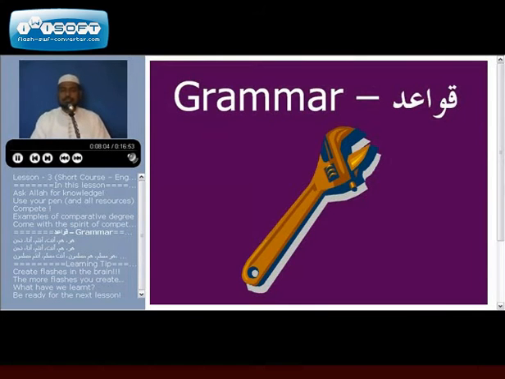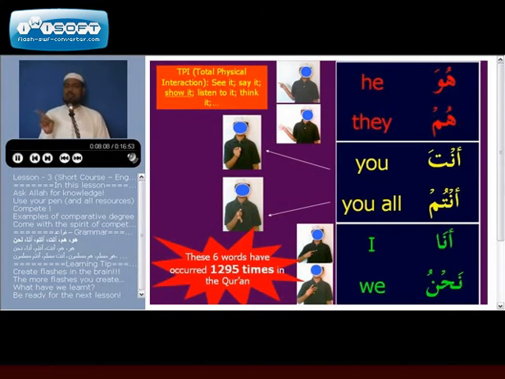Now we come to grammar, second part. Last time we learned 6 words: huwa, hum, anta, antum, ana, nahnu. Make sure you use your hands, and we'll explain further why we should. Let's repeat what we learned last time.